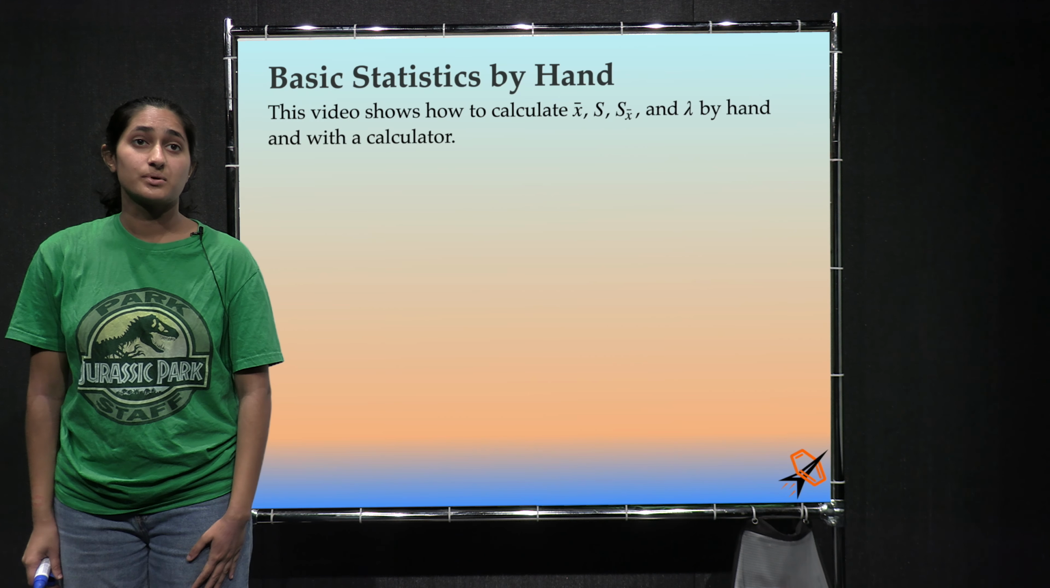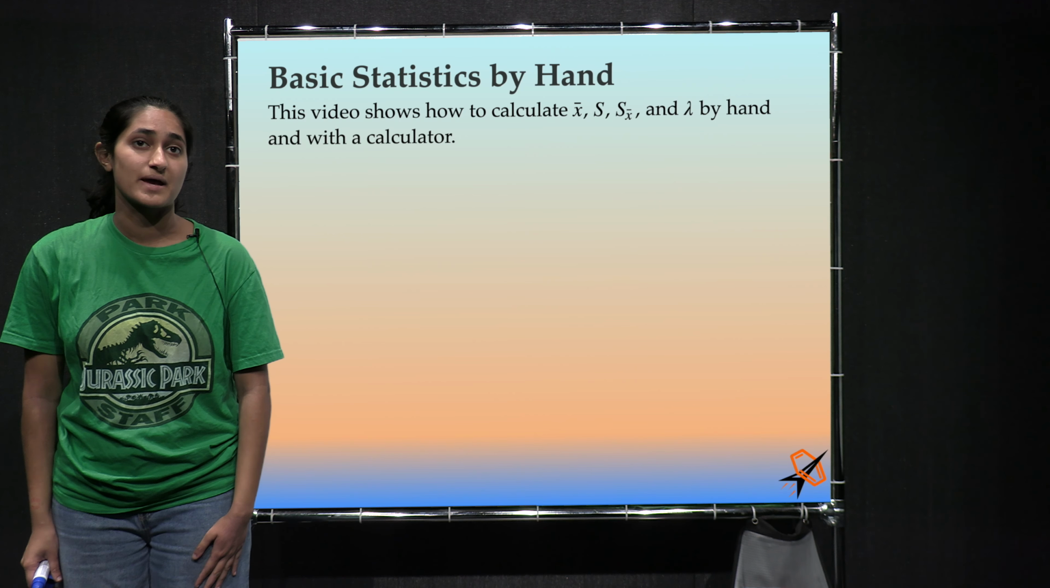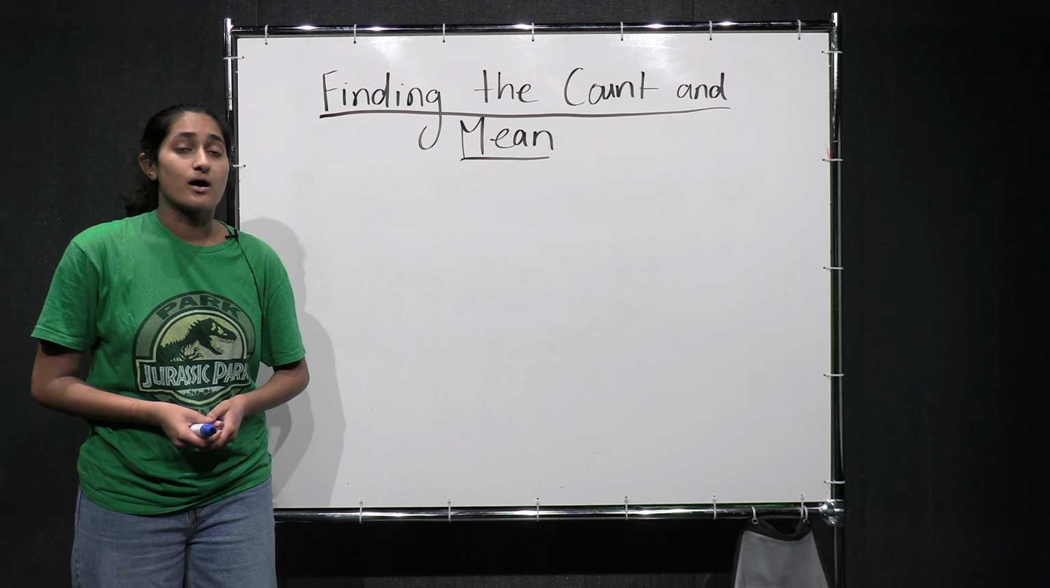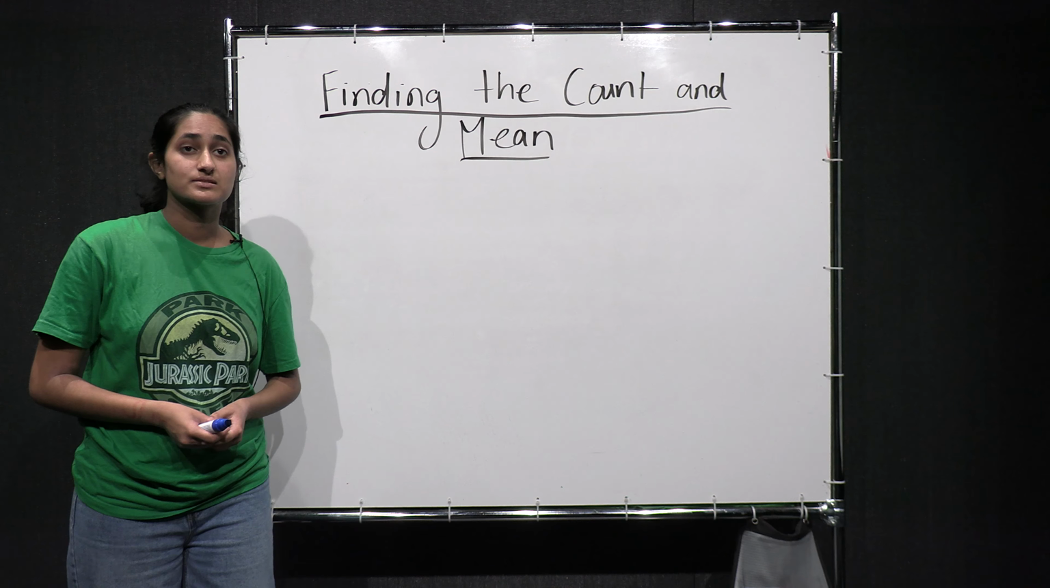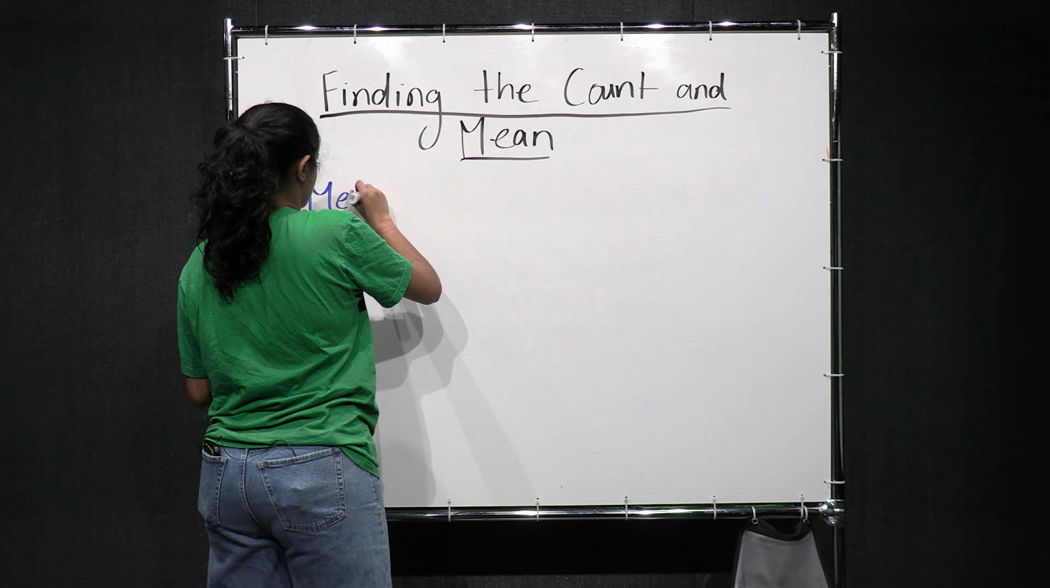This video gives an example of calculating and reporting the mean and confidence interval from a set of measurements by hand with a calculator. We begin with our set of measurements. They are 5, 7, 4, 6, 4, 6, 5, 7, 5, and 6.